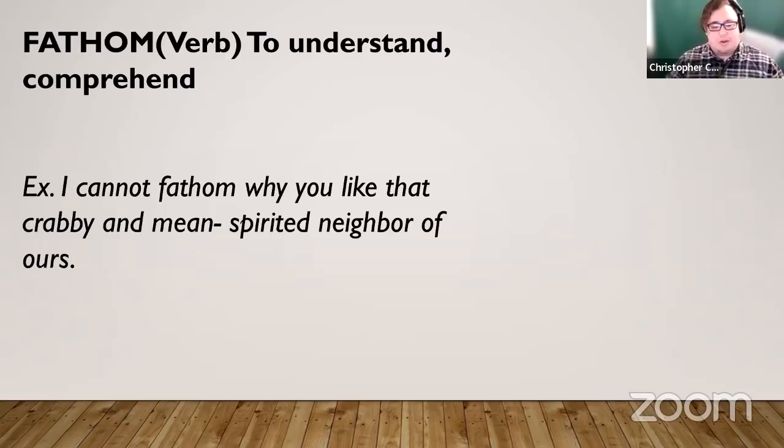First of all, in English, when we call someone crabby, it's kind of like grumpy or angry, or kind of bitter and not very happy. So what he's saying is, I can't understand why you would like that person. Why would you like him or her? I can't understand it. I can't comprehend it. I can't fathom it. Does that make sense? Any questions so far?